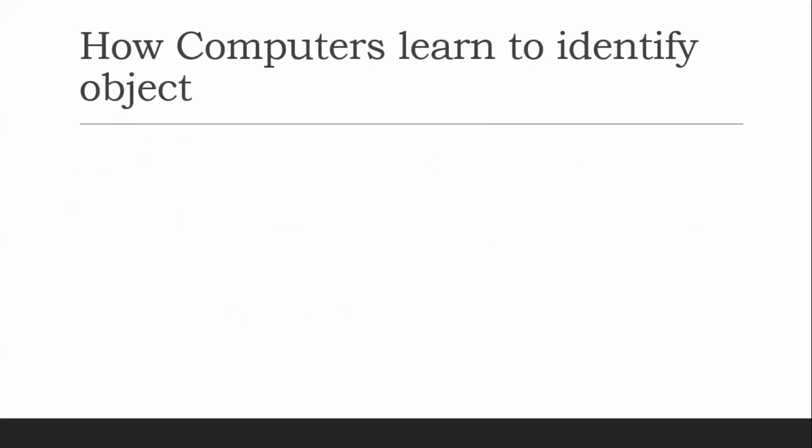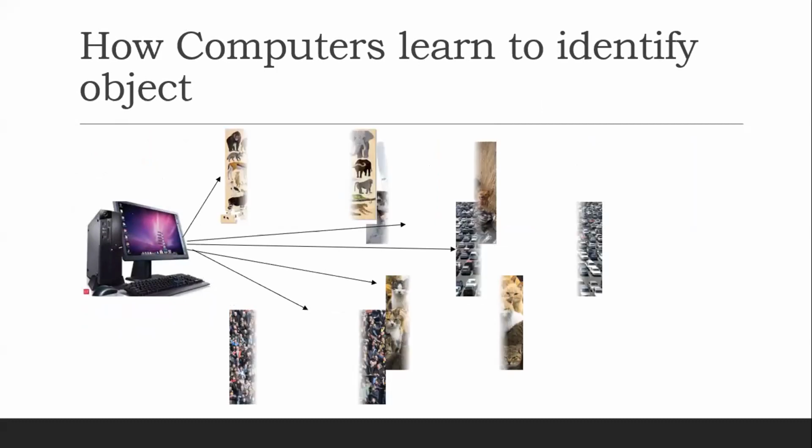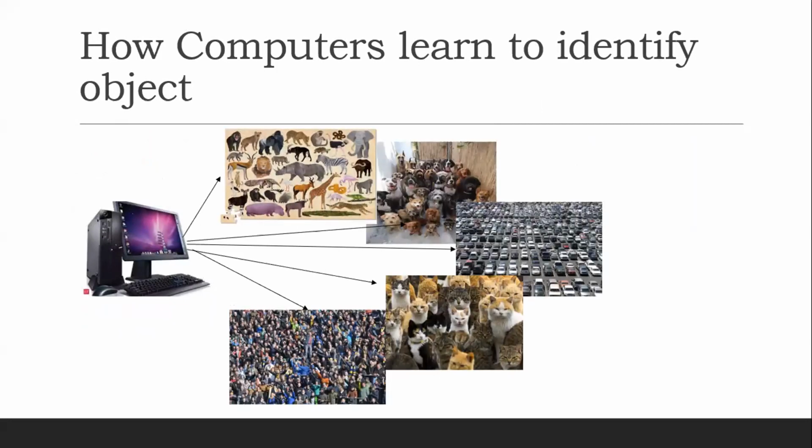Now we know how computers see objects. It visualizes objects as numbers. But how does it identify objects? For computers, we have to feed it with a wide variety of images, right? So we feed it a whole lot of images and tell it that, hey, this object is a dog, this is a car, this is a cat, a whole variety of it. Then we train the computer to be able to differentiate between all those images we have given it. And that's what the computer does.